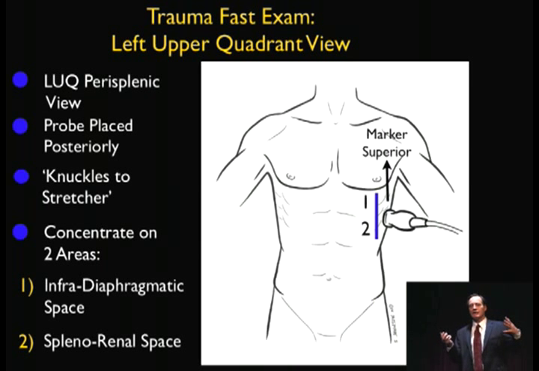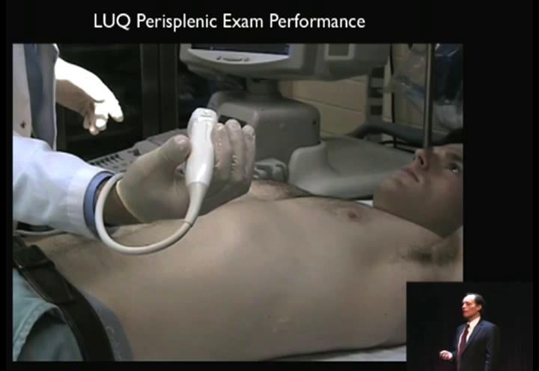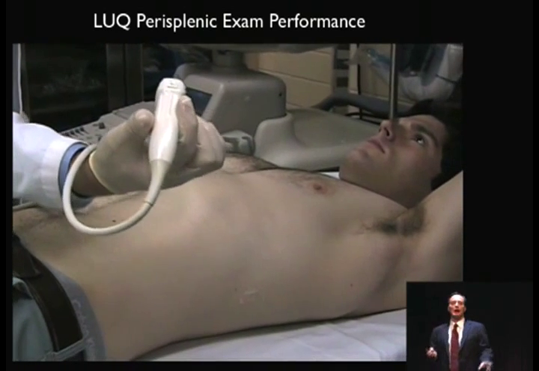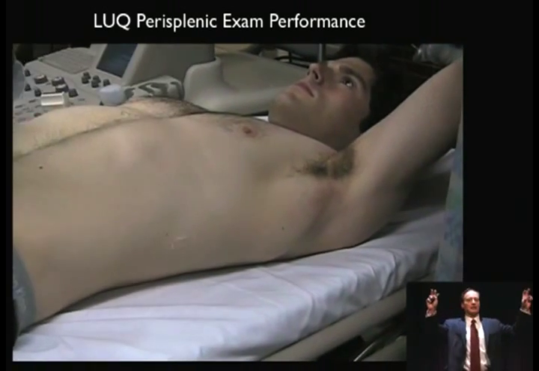People also tend to think this is a mirror image of the right upper quadrant, but it's really not. The fluid flow patterns are that the fluid is going to go above the spleen and underneath the diaphragm, not between the spleen and the kidney. Here's how to perform it. Basically, you want to remember the mantra, knuckles to stretcher, knuckles to stretcher.